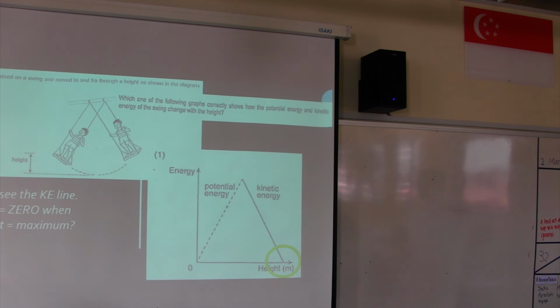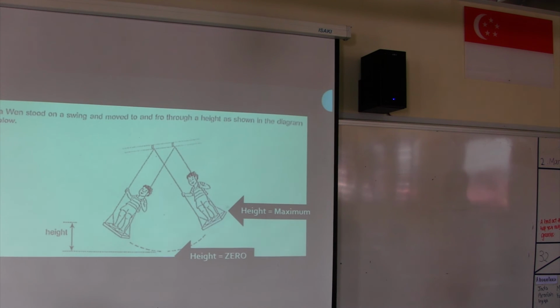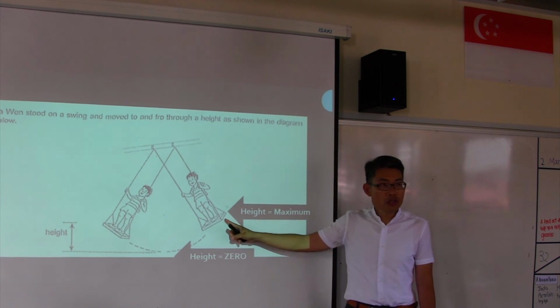Next part. Now I look at KE. Is the KE equal to zero when height is the maximum? Means it goes up the highest. Then KE is zero. Who agrees with this? When the height is maximum, KE is equal to zero. Who thinks that there is still kinetic energy when height is at the maximum? Okay, then girls, I ask you, those who raised their hand, they're saying when it goes to the highest, it's not going to stop.